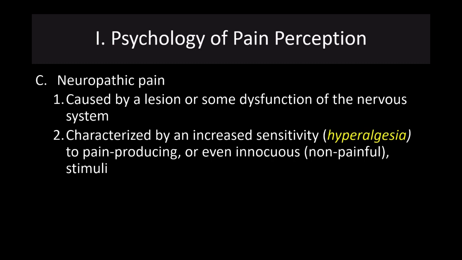So neuropathic pain, or what we call peripheral neuropathy, is a serious problem. This is generally caused by some sort of dysfunction in the nervous system. This could be a lesion, or it could be a change in the way in which pain receptors are responding. So this is characterized by an increased sensitivity, what we call hyperalgesia, to pain-producing or even innocuous non-painful stimuli. And individuals who have this kind of neuropathic pain, even clothes on their skin or a light sheet on their skin, can cause extreme pain because it's activating those pain receptors from an innocuous or non-painful stimulus.